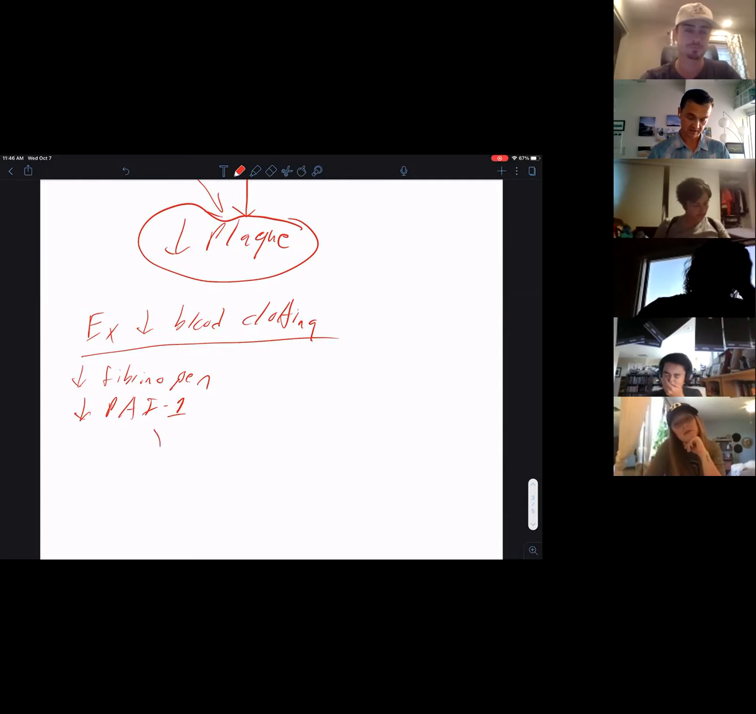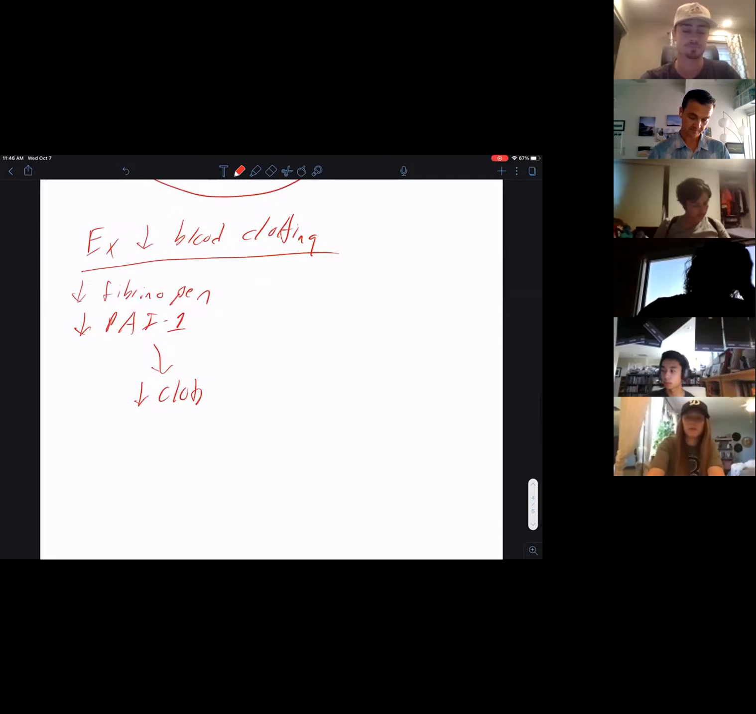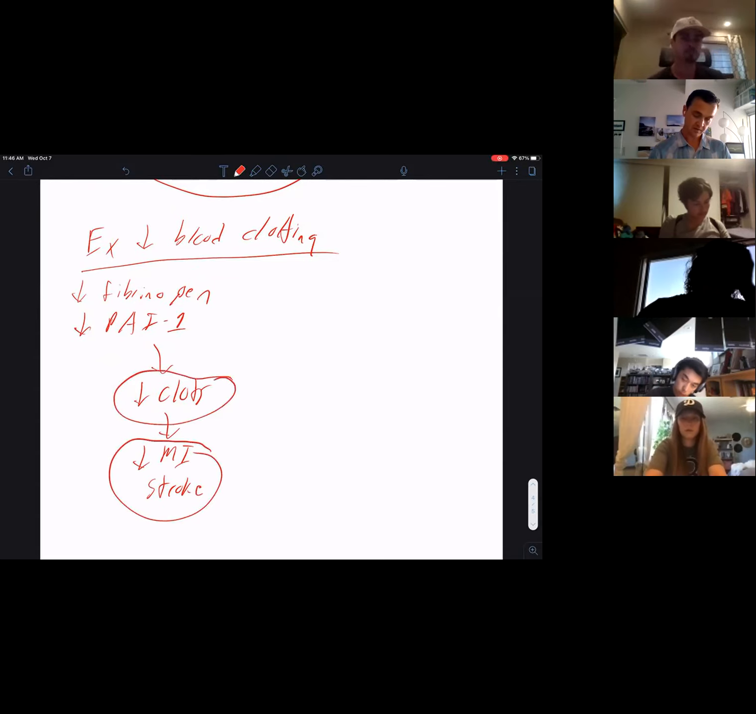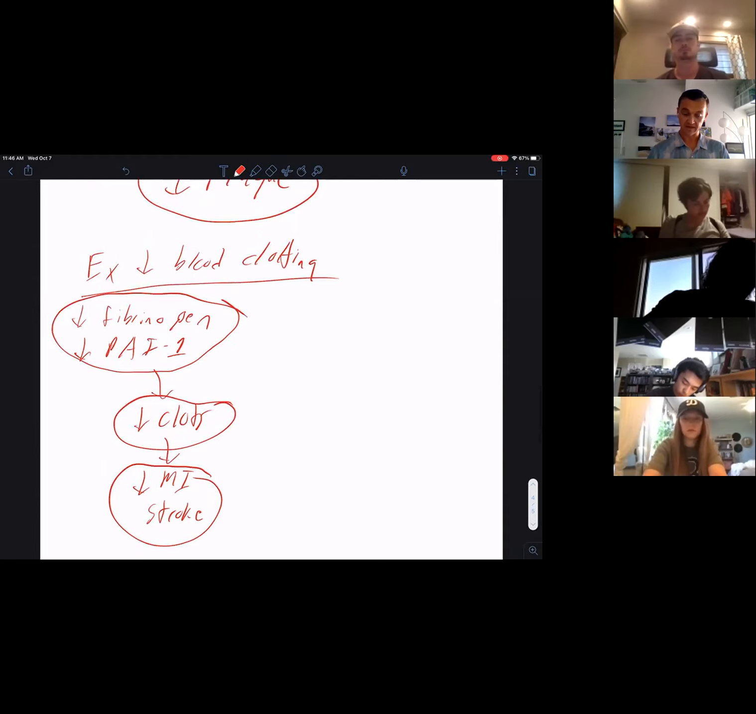Both of these things are going to lead to a decrease in clots. And then that's going to lead to a decrease in heart attack or MI, okay? Myocardial infarction and stroke. Okay. And then lastly, we're going to say exercise. Well, let's talk about plaque stability.